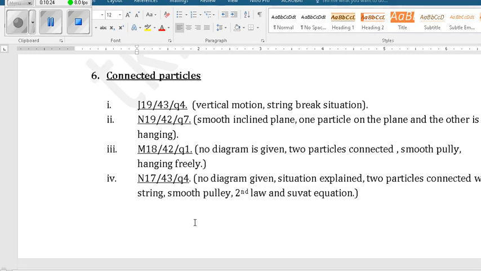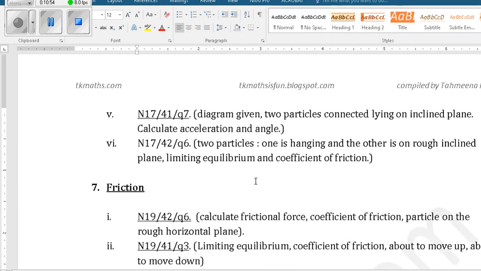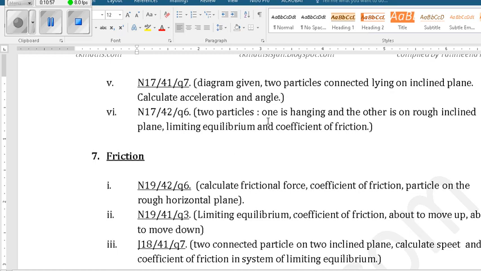Then it is connected particles. There are situations when a string breaks and now there's a slack string, so you have to find the new acceleration. Interesting questions, right? So you have to practice 1 or 2 of each type. So I've given here types, given here questions, and by the way, if I have made any typing error, I'm sorry for that. Though I try to be extremely careful, the tutor is human, so please do accept my apology in advance if there is any such error.